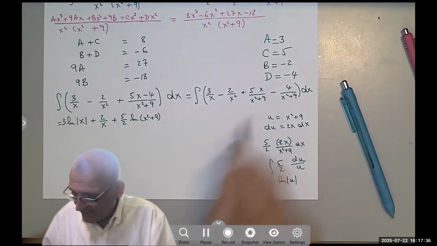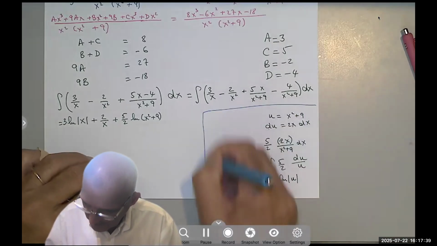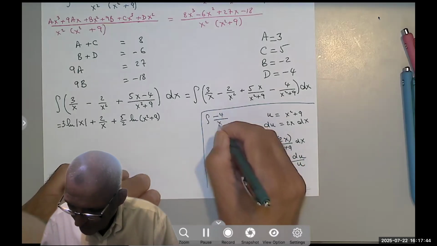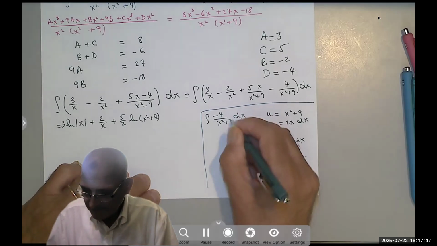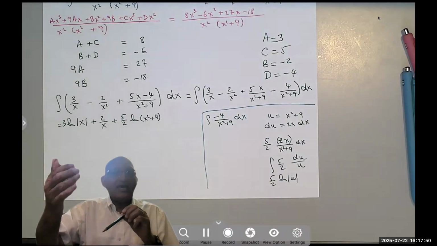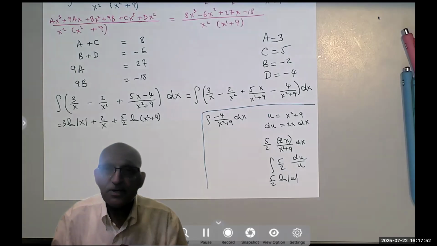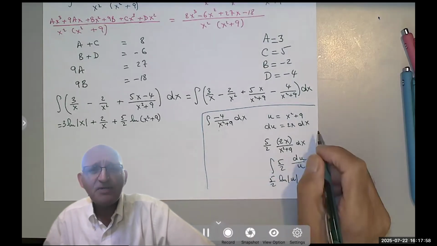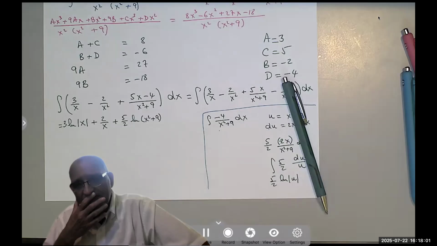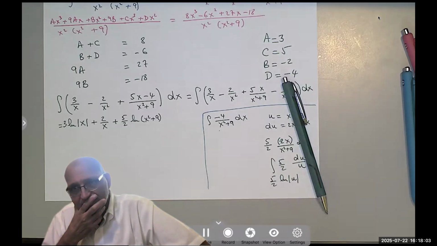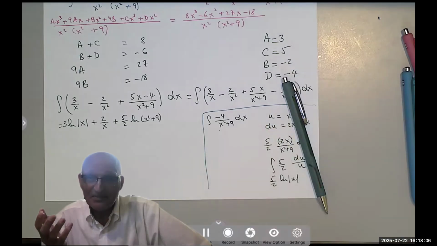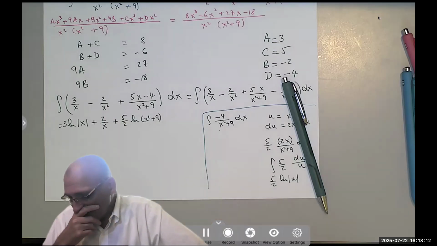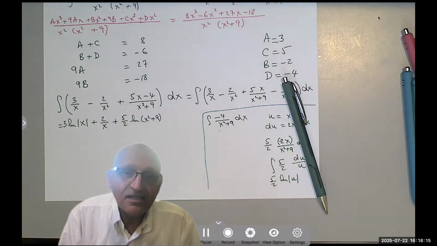And finally, I have the integral of -4 over x squared plus 9 dx. I know that the integral of dx over x squared plus 1 is the arctan. But that's not x squared plus 1, that's x squared plus 9. What do I do in a case like that? I cannot subtract 8, right? Some people I heard said subtract 8 and make it 1. No, you can't, of course. I'm just kidding. But I can do something else.